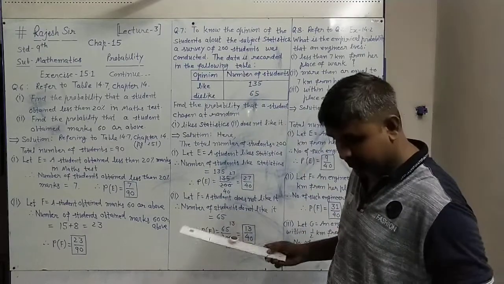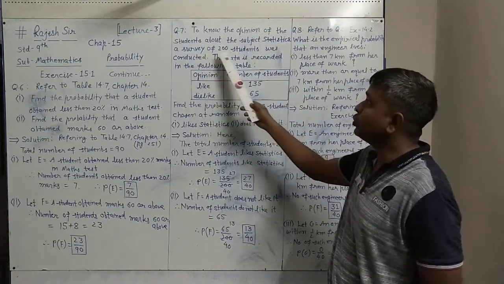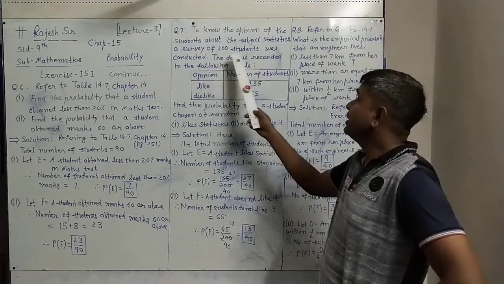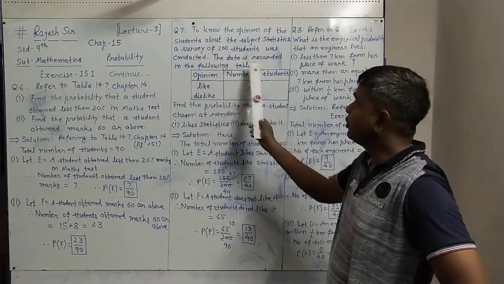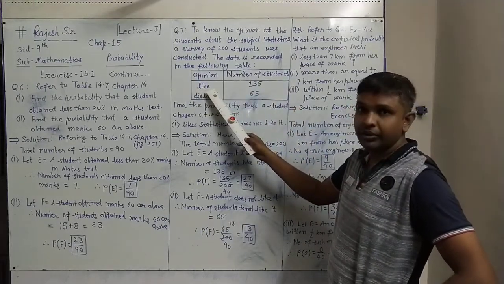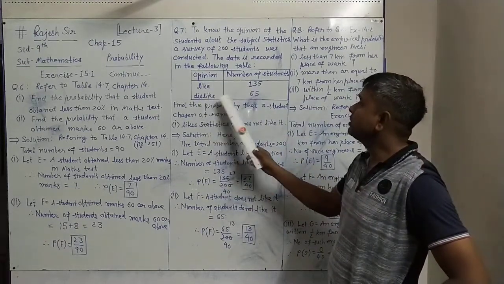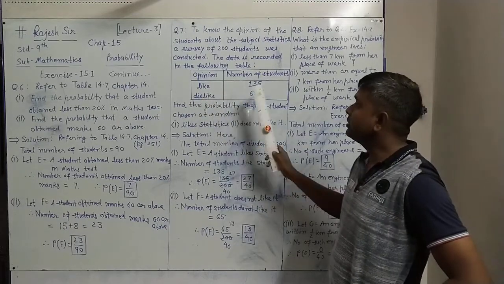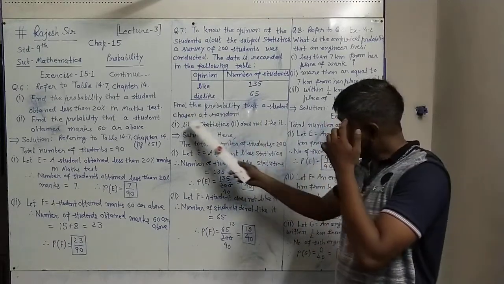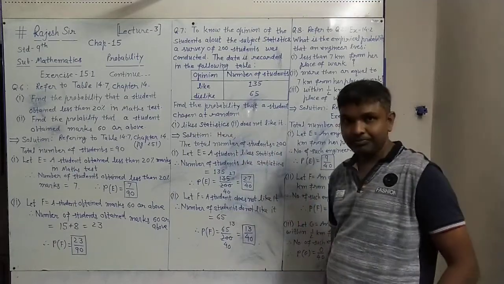question number 7. To know the opinion of the students about the subject statistics, a survey of 200 students was conducted. The data is recorded in the following table. Opinion and number of students. Liking statistics: 135 students like the statistics subject, and dislike means the number of students who dislike the statistics subject is 65. Now the question is to find the probability that a student chosen at random, number 1, likes statistics, and number 2, does not like it.